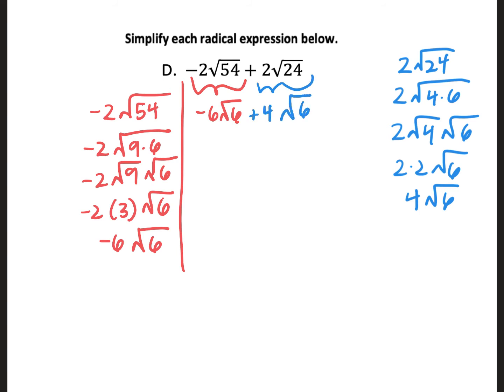From here, it's just like we're combining our like terms. Really, these are giving you your common factor, your common terms. So you're just adding or subtracting your numbers out front. If I do negative 6 plus 4, I get negative 2. And then I want to keep my like radicals. So my final answer is negative 2 root 6. Again, if the things underneath the square root had been different, you can't actually combine them for your final answer.